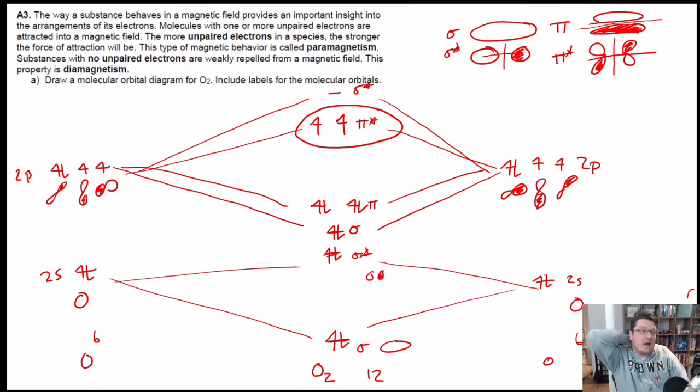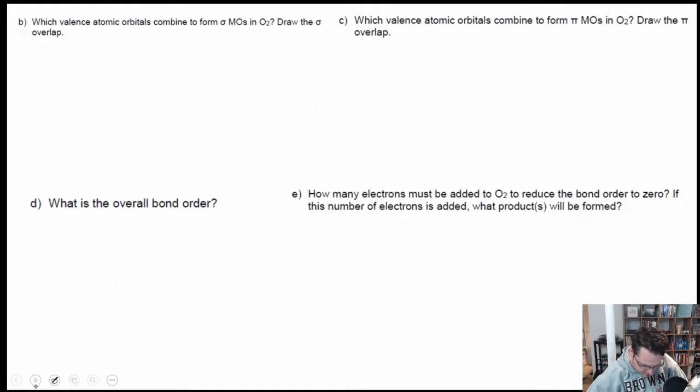And that's a very common mistake people make when they quickly rush through, especially when they start pairing up electrons, is that they don't do that part. So paying attention to that and going through those steps slowly pays off a ton. Because what this shows is that oxygen is actually paramagnetic. But let me just continue to answer these questions. Which valence atomic orbitals combine to form sigma MOs in O2? Draw the sigma overlap.